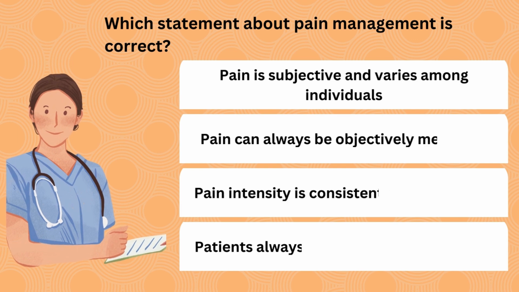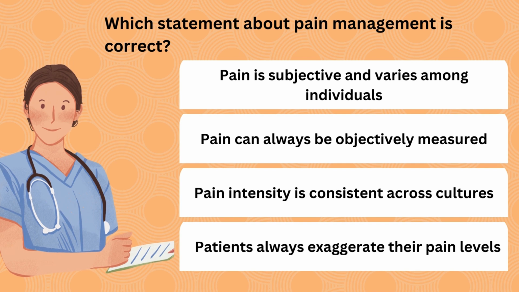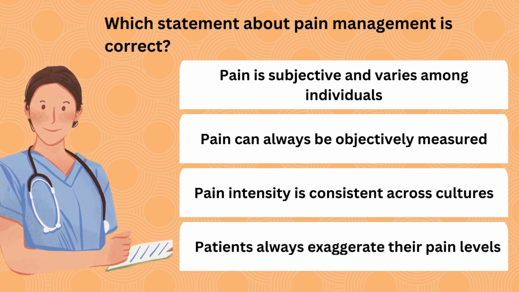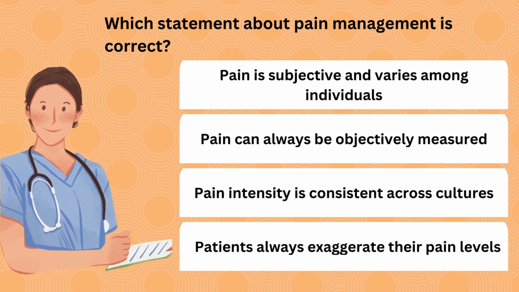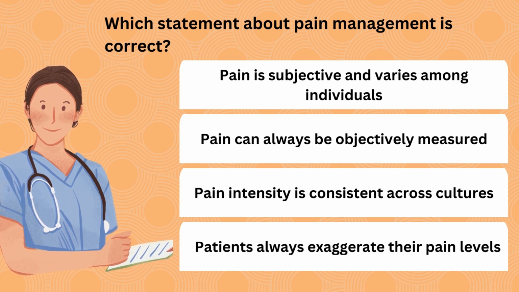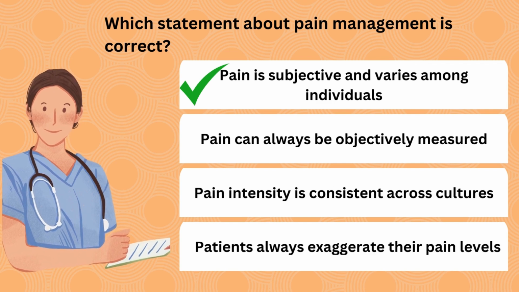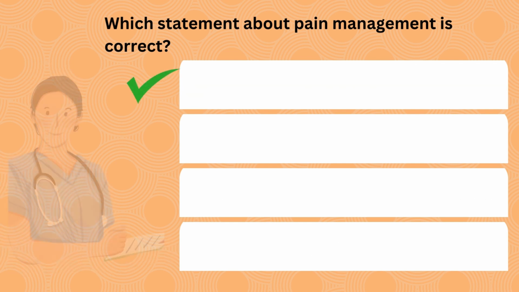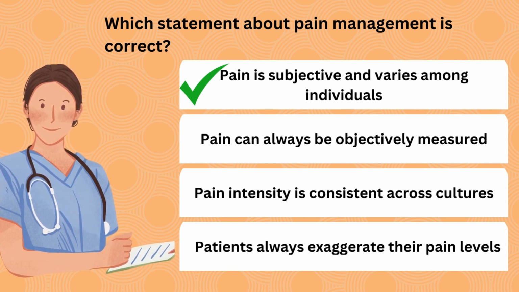Question 9. Which statement about pain management is correct? Is it A. Pain is subjective and varies among individuals. B. Pain can always be objectively measured. C. Pain intensity is consistent across cultures. D. Patients always exaggerate their pain levels. The correct answer is A. Pain is subjective and varies among individuals. Pain perception is subjective and can vary significantly from person to person.